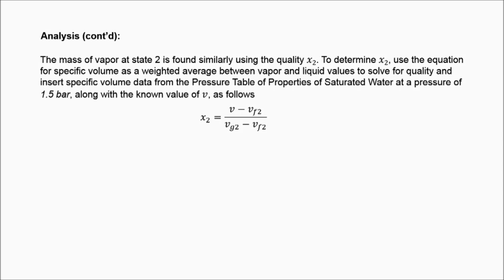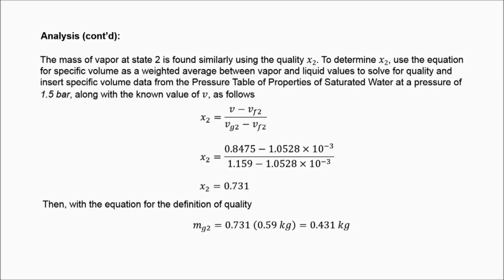Similarly, the mass of vapor at state 2 is found using the quality x2. To determine x2, we can use the equation for the specific volume as a weighted average between vapor and liquid values and solve for the quality. x2 is equal to (v minus vf2) divided by (vg2 minus vf2). Inserting the specific volume data from the pressure table of properties of saturated water at a pressure of 1.5 bar, along with the known value of v, yields x2 equal to 0.731.